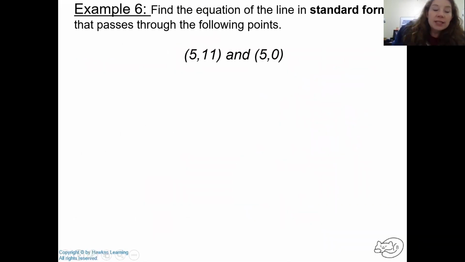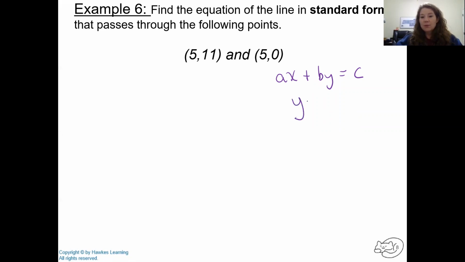All right, so number 6, find the equation of the line in standard form. So standard form is AX plus BY equals C or something like that. The X and the Y are on the same side of the equal sign. I'm not sure why it says standard form, but I always like to write it in slope-intercept form, which is y equals mx plus b. All right, so anyway, let's see what happens.